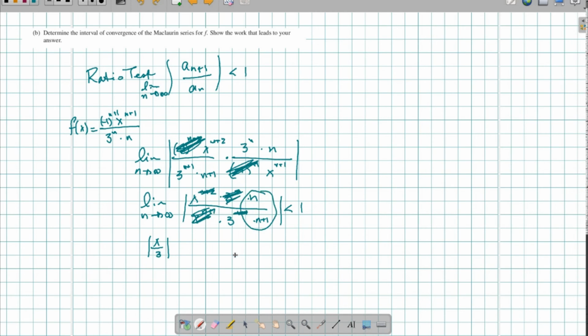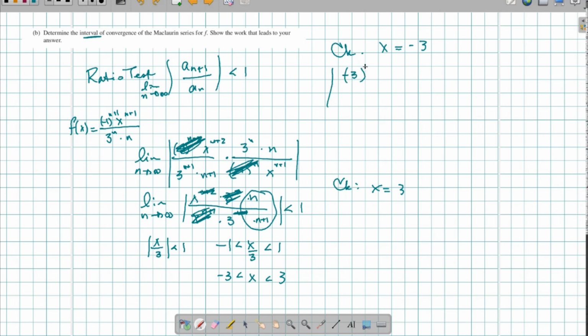This limit, of course, is 1. I want to know where this is less than 1. So negative 1 is less than x over 3 is less than 1. So negative 3 is less than x is less than 3. Now I'm looking for the interval of convergence, so I am going to have to check my endpoints. I'm going to see what happens when x is negative 3, and I'm going to see what happens when x equals 3.